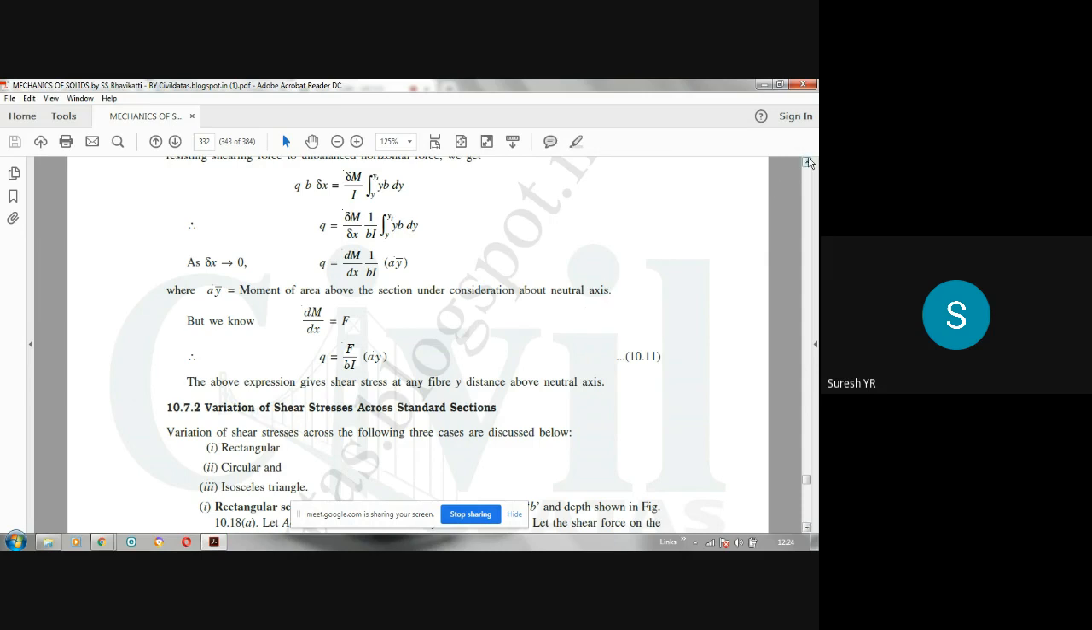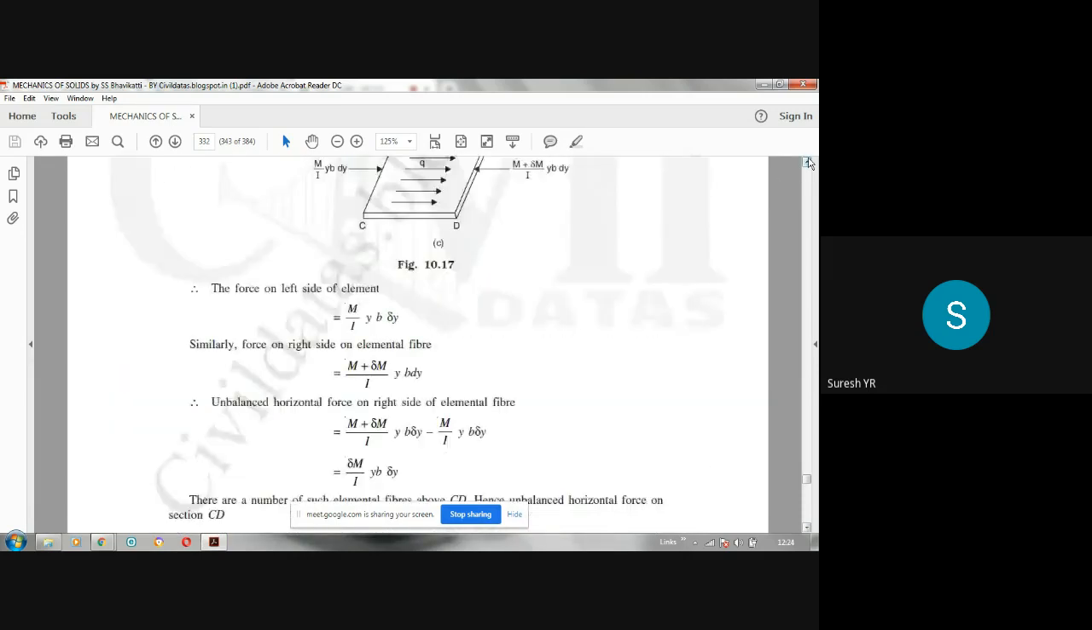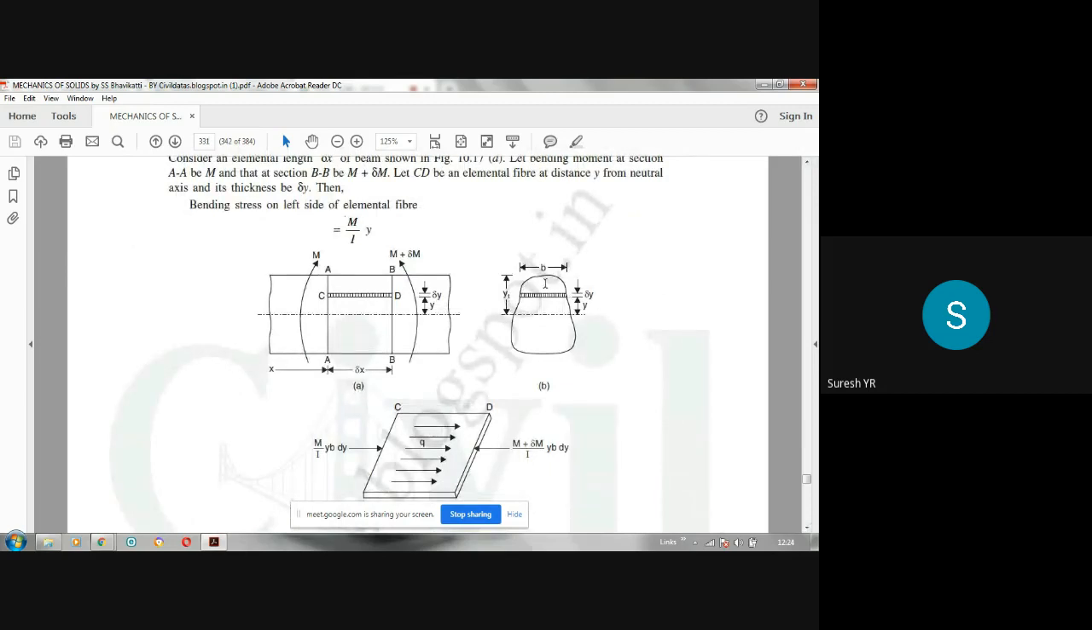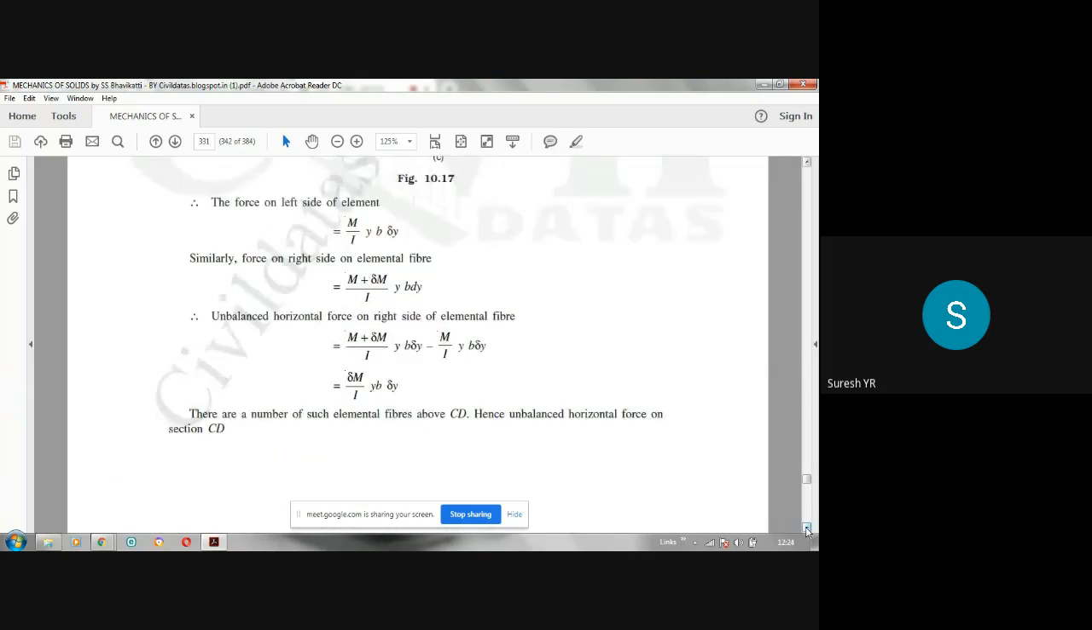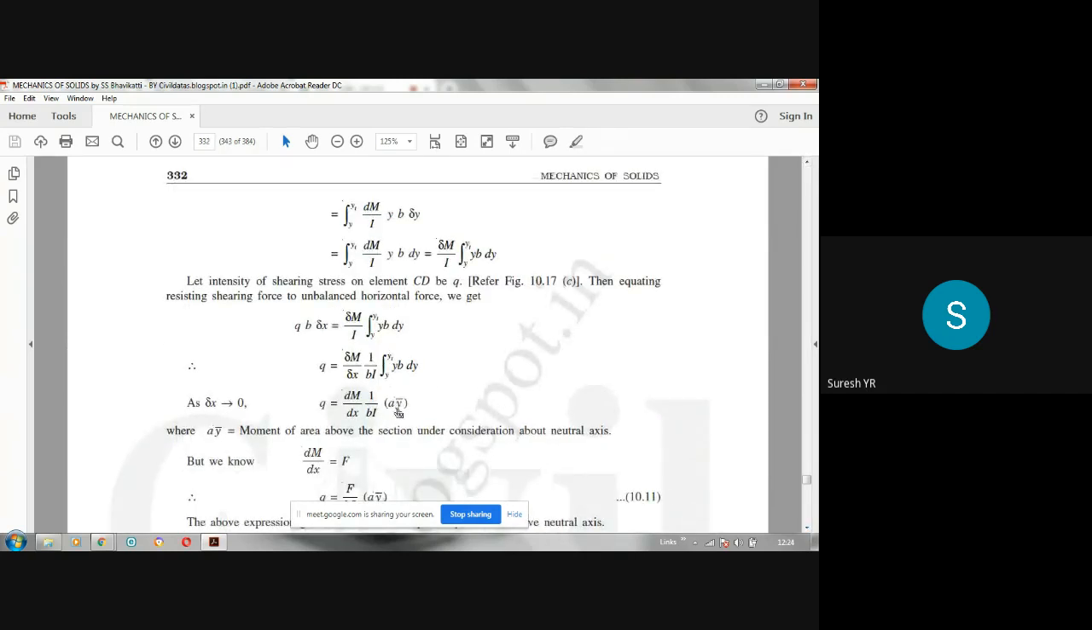So a is nothing but the area above this fiber. Suppose you locate the centroid of this area somewhere here, the distance of that centroid from the neutral axis is y bar. This area is multiplied by the distance of the centroid from the neutral axis. That is why that product is called the moment of the area. So moment of the area is area multiplied by the distance of the centroid of that area from the neutral axis. That is called a into y bar. So that integration can be written as a into y bar.